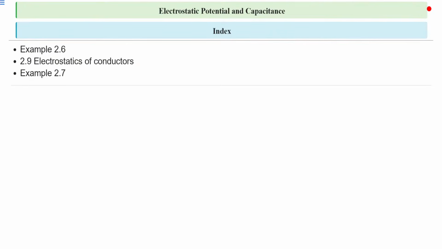So today we are going to cover Example 2.6 and NCERT section 2.9, that is electrostatics of conductors, and then Example 2.7.